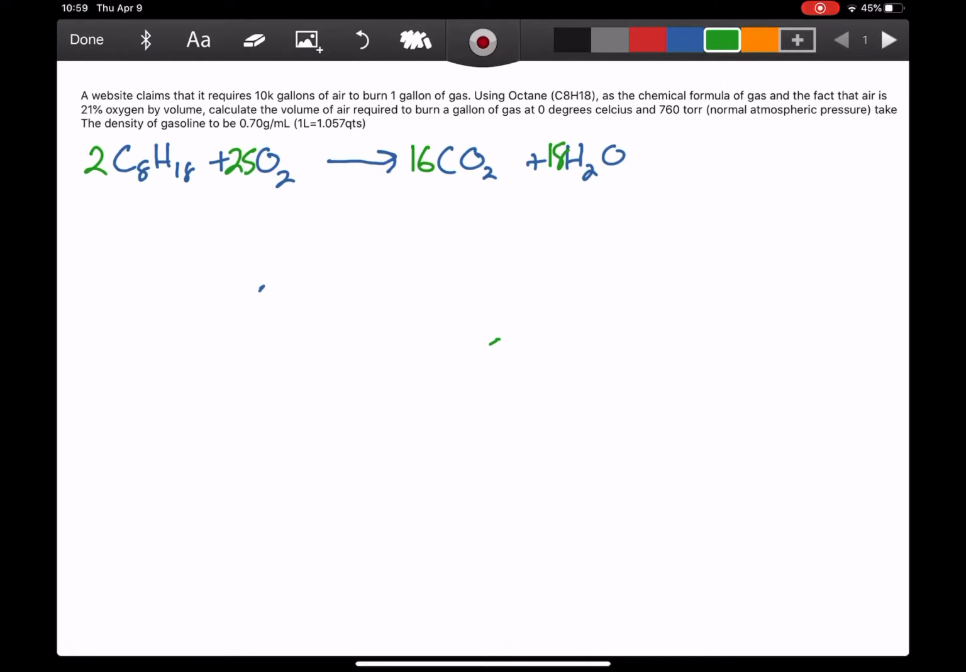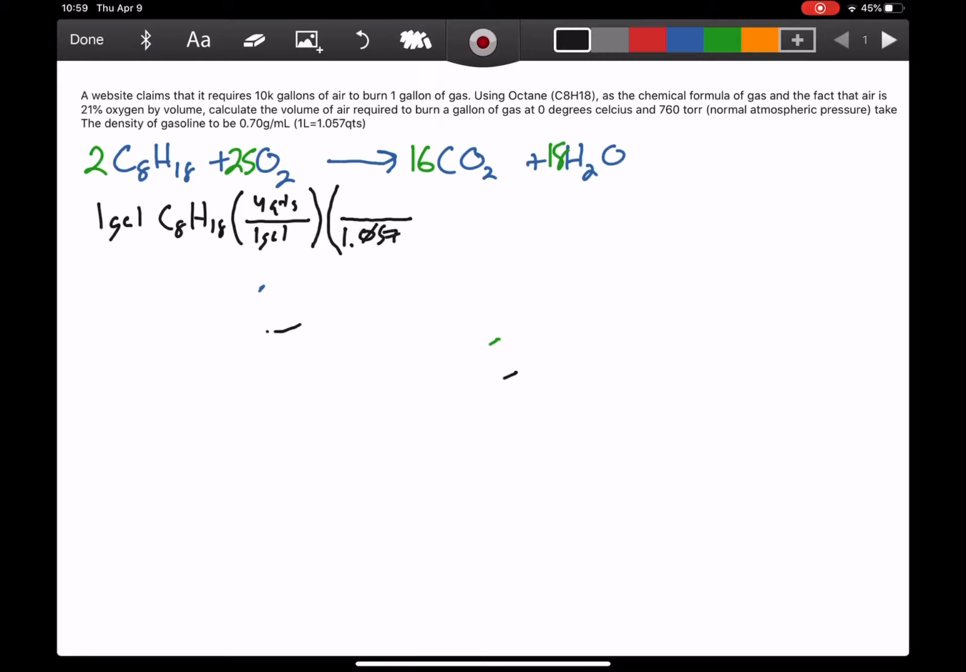So our first step is going to be to find the moles of gasoline from the gallon of gas. So if we are given 1 gallon of C8H18, we know that 4 quarts is equal to 1 gallon. And we are given this conversion, 1 liter is equal to 1.057 quarts. So 1.057 quarts is equal to 1 liter. 1 liter is equal to 1,000 milliliters. Now, the reason we're going from gallons to milliliters is because the density given to us of gasoline is in grams per milliliter. So we have to get from gallons to milliliters.